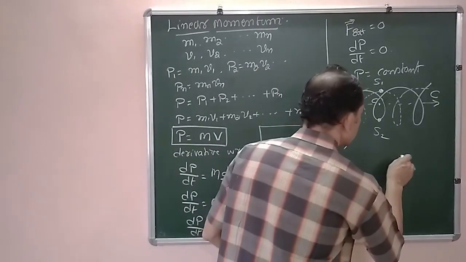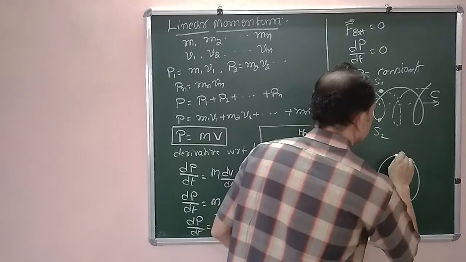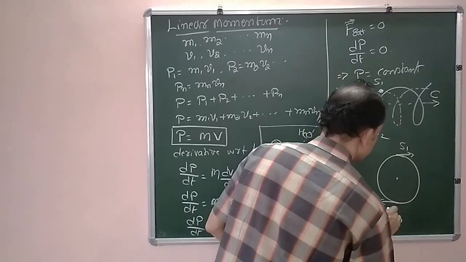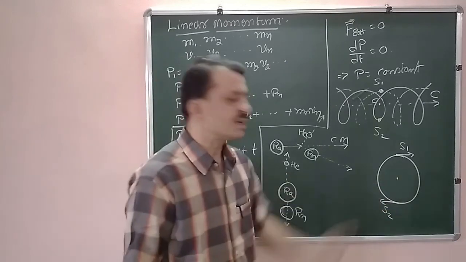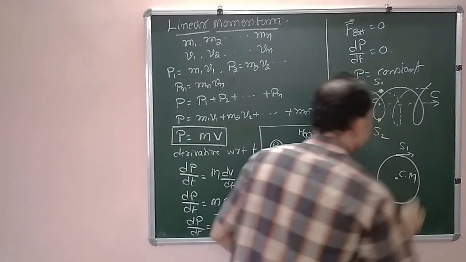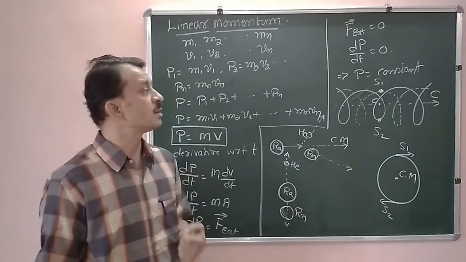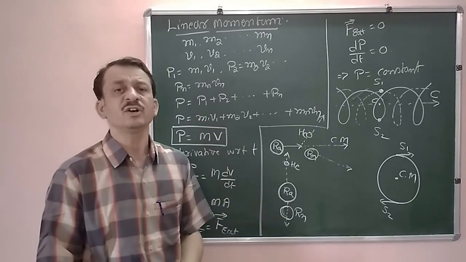But if the center of mass is at rest, and S1 is moving along this direction and S2 is moving along this direction, they are revolving around each other. If the center of mass is initially at rest, it remains at rest. Now these are the two examples for the study of center of mass for a system of particles.